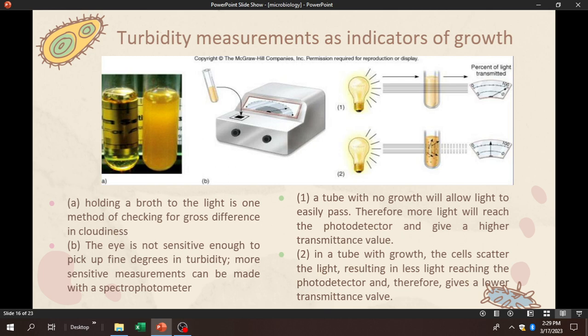A tube with no growth will allow light to easily pass. Therefore, more light will reach the photodetector and give a higher transmittance value. In a tube with growth, the cells scatter the light, resulting in less light reaching the photodetector and therefore a lower transmittance value.